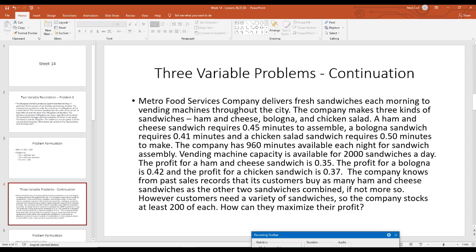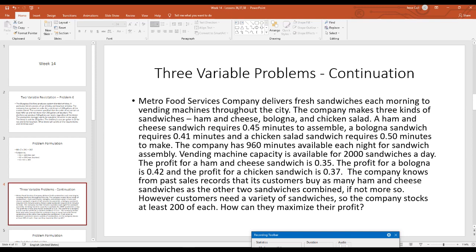So let's look at our next question. Metro Food Services Company delivers fresh sandwiches each morning to vending machines throughout the city. The company makes 3 kinds of sandwiches: ham and cheese, bologna, and chicken salad. A ham and cheese sandwich requires 0.45 minutes to assemble. A bologna sandwich requires 0.41 minutes, and a chicken salad sandwich requires 0.50 minutes to make. The company has 960 minutes available each night for sandwich assembly.